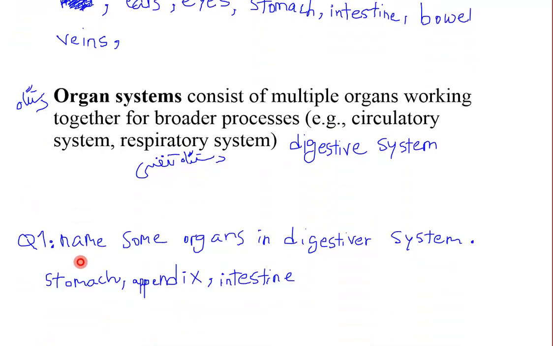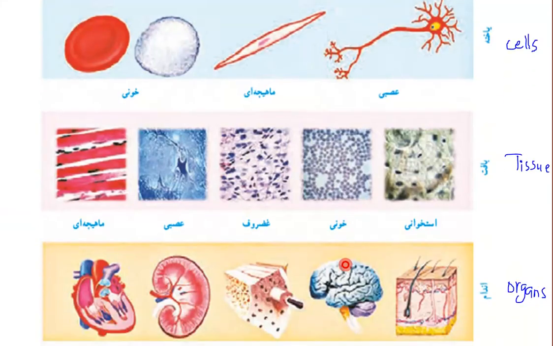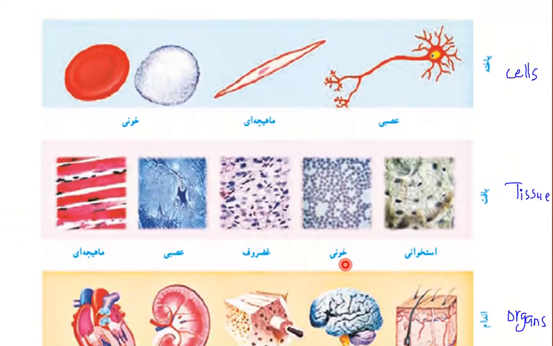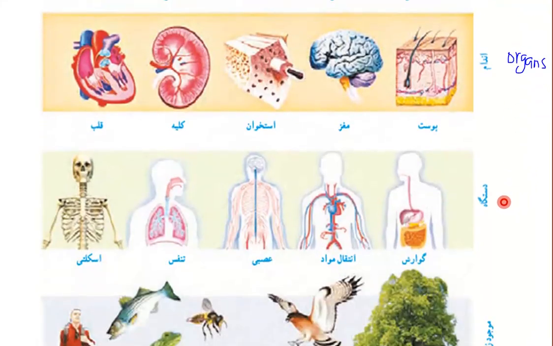Okay, here's a question. Name some organs in the digestive system. We have stomach, appendix, intestine. These are names of organs in the digestive system. And here is the hierarchy. The hierarchy here says we have cells, tissues, organs, organ system.